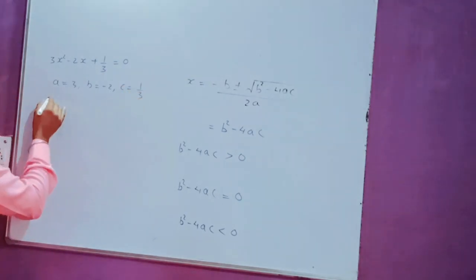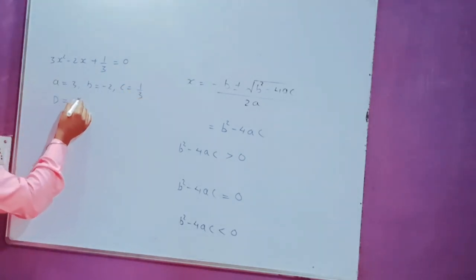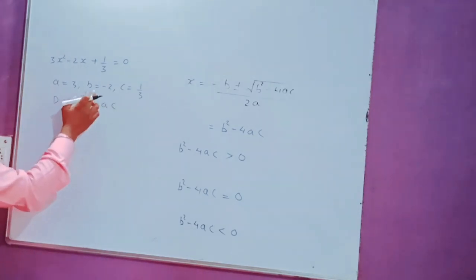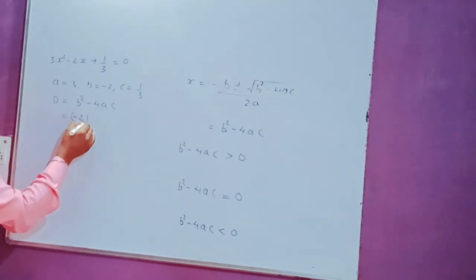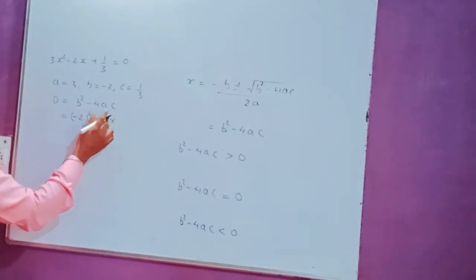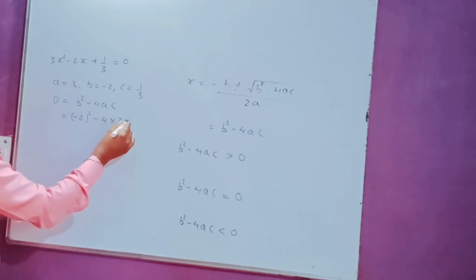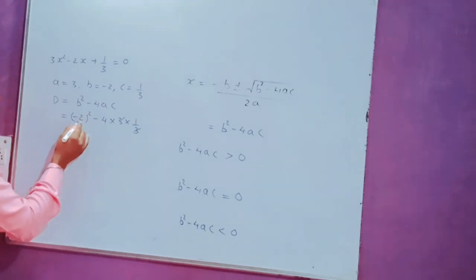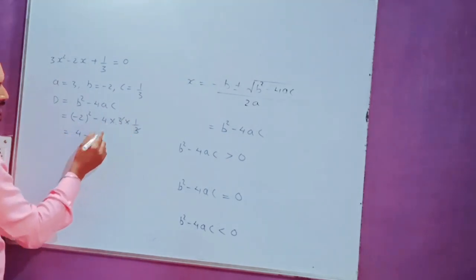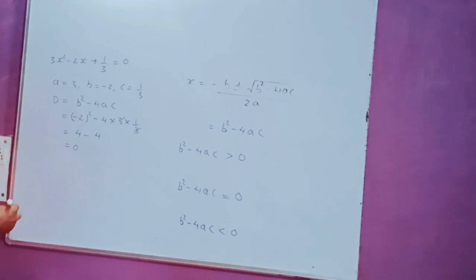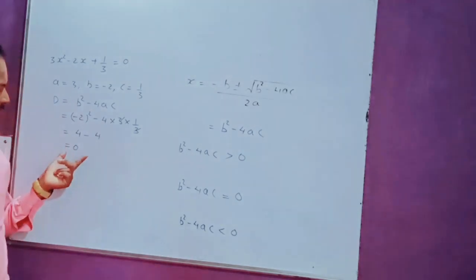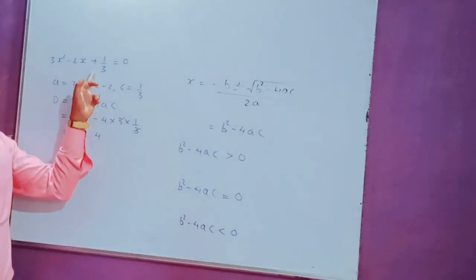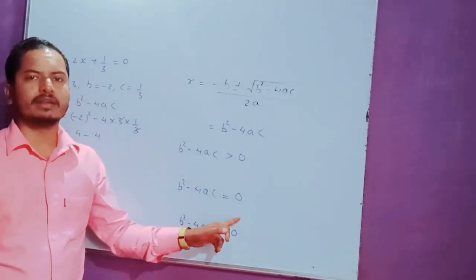Now find the discriminant D, which is b square minus 4ac. Substitute the values of a, b, c in this discriminant. Then b square is minus 2 whole square minus 4 into a, which is 3, into c, which is 1 by 3. 3 and 3 cancel out, then it is minus 2 square, which is 4, minus 4, which is equal to 0. In this case the discriminant D is 0, b square minus 4ac is equal to 0. Then the quadratic equation will have two equal real roots.